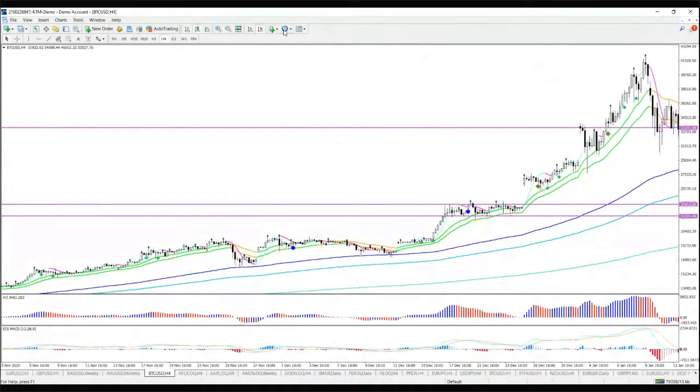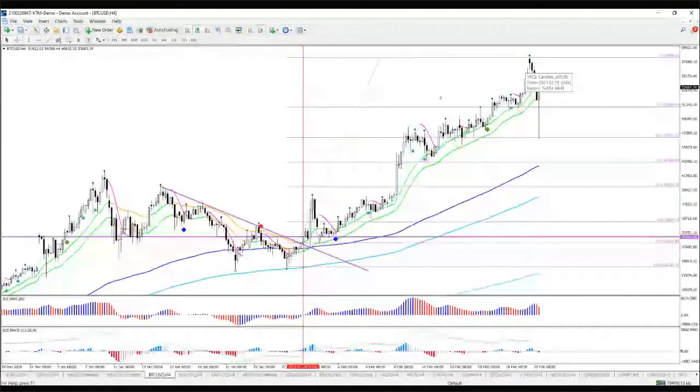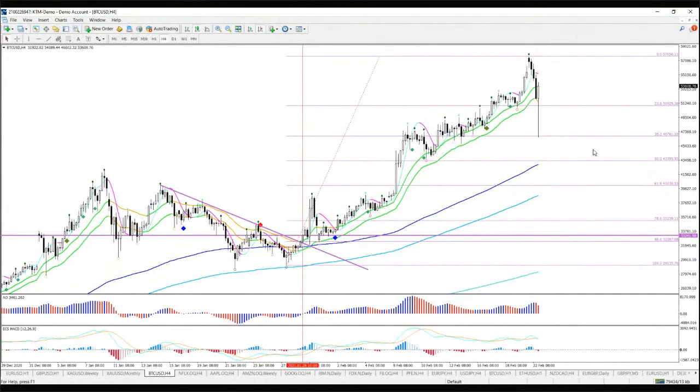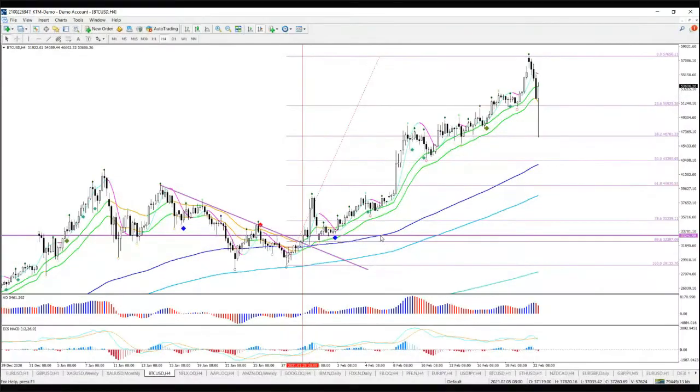Now, in this hypothetical situation, if I'm still in that long, then what would be an adequate way of trade managing this long on the Bitcoin BTC USD? Well, if this is indeed a wave 3 and we're getting a wave 4, then I think certainly moving to break even is a fair decision, right?